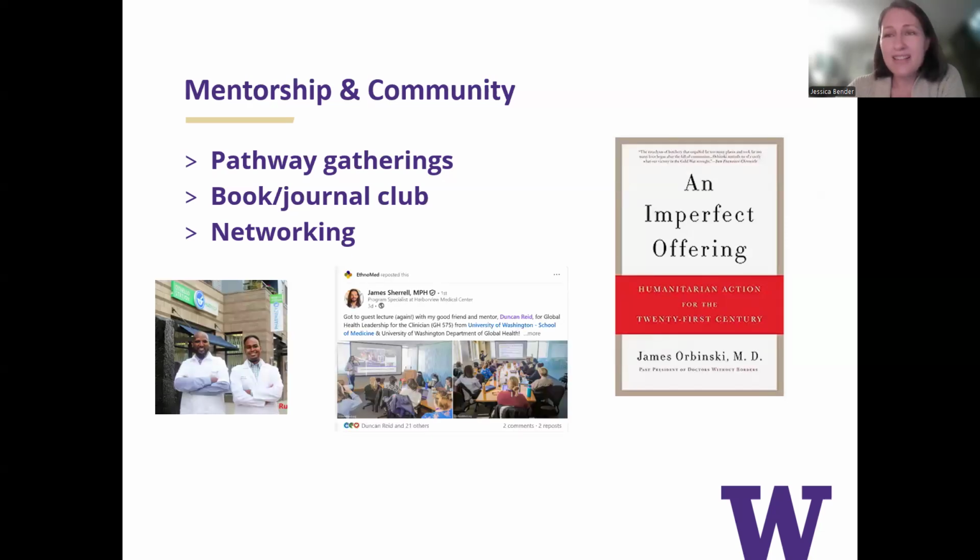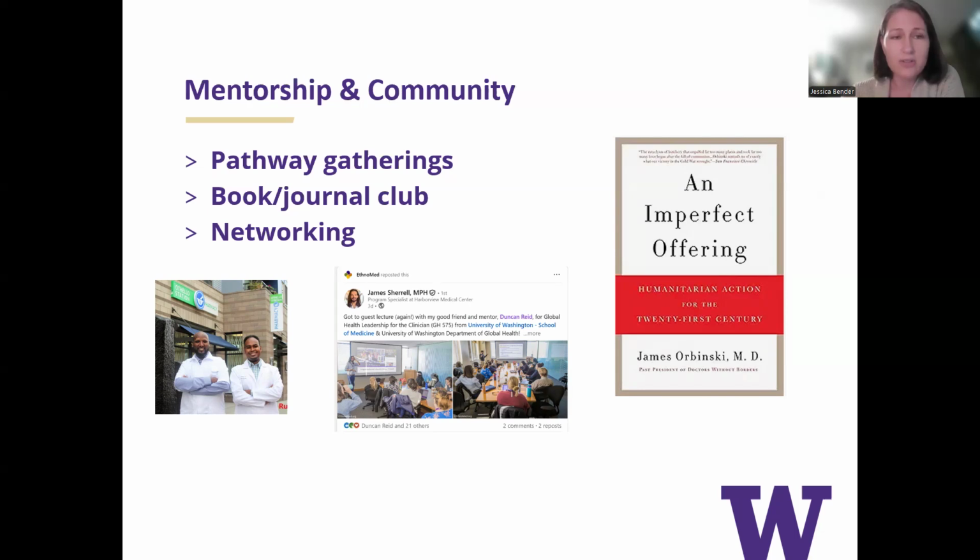And then networking, the networking starts when you do your immersion, and I hope that it continues throughout your 3 years, not only with the pathway residents, but also the residents in the other departments who you've met through our class time together.